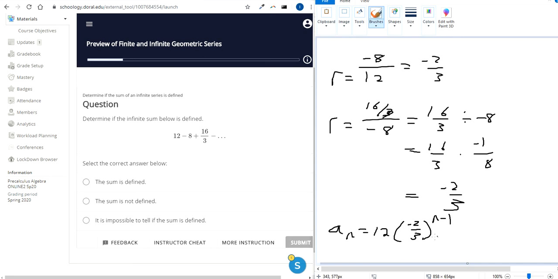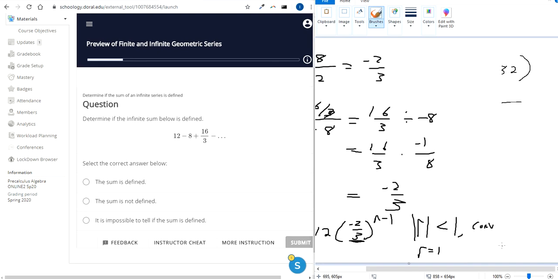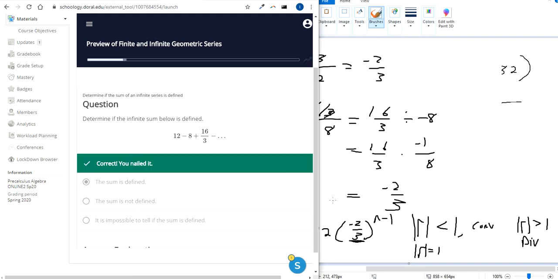So we have a common ratio. A quick way to rationalize this is that if the absolute value of r, this common ratio, is less than 1, then it converges. If r equals 1, then we can't tell. We have to use a different technique. And if r is greater than 1, then it diverges. So our common ratio, the absolute value of r, is less than 1. So we don't know what the sum is. We can do that in a later class, but at least we know it converges.